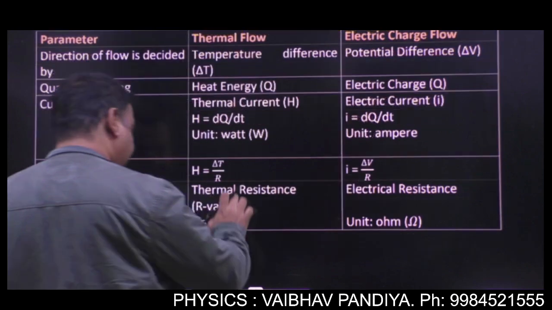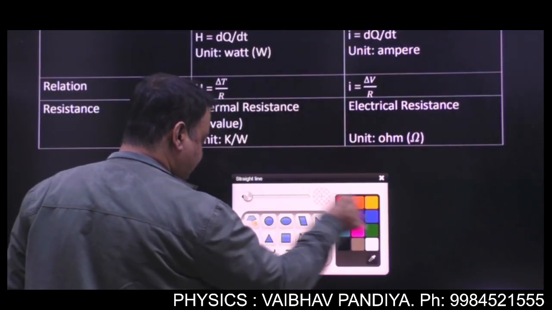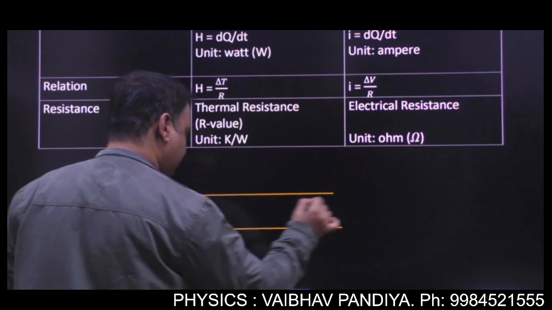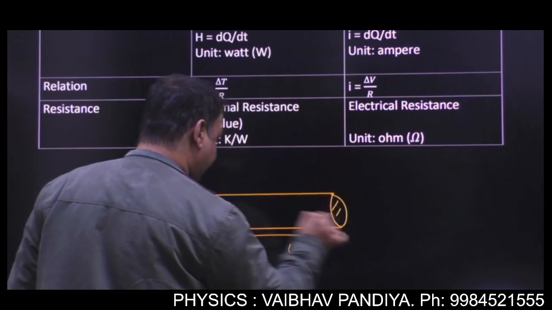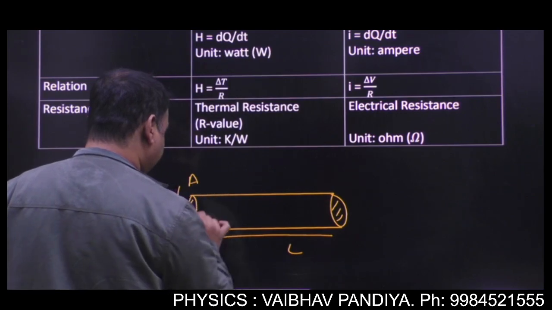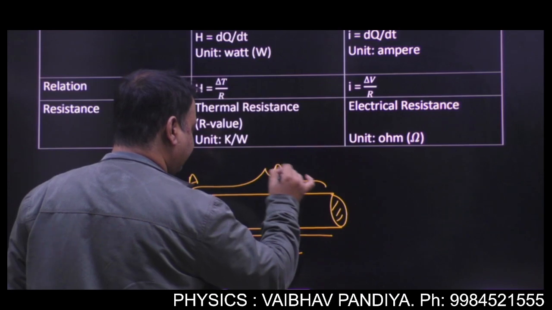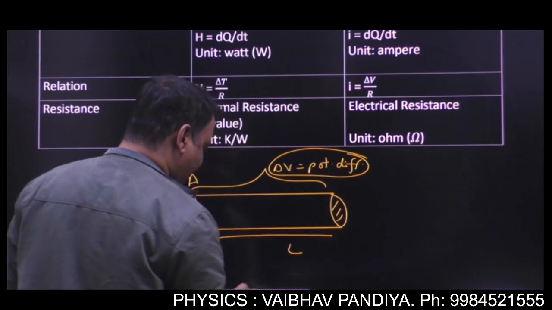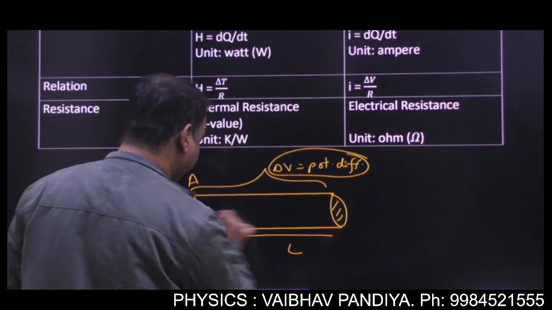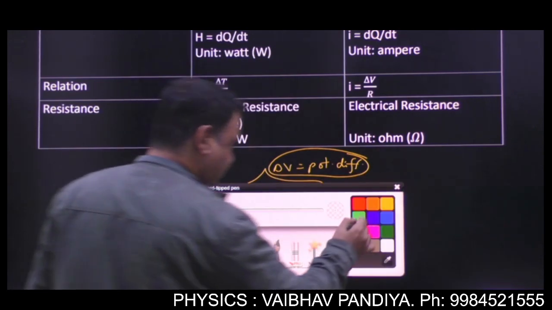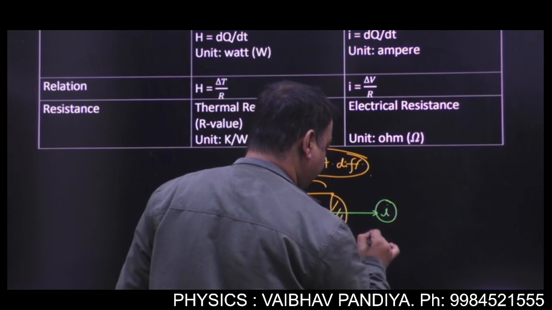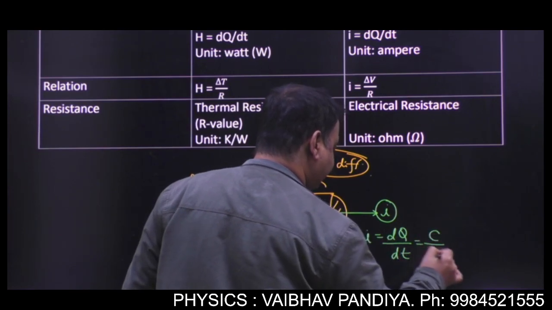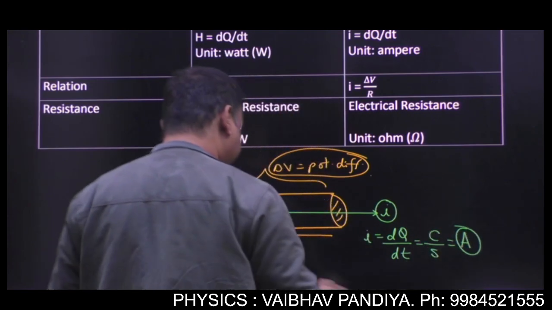See, in electricity, we see that if there is a conductor of length L, and say the area of cross section A, and there is a potential difference across the two ends, say delta V is the potential difference. So because of the potential difference, electric current will flow. Say I is the electric current and I is the rate of flow of electric charge, dq by dt. The unit is coulomb per second, which is given the name ampere.